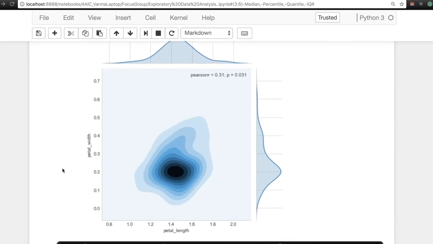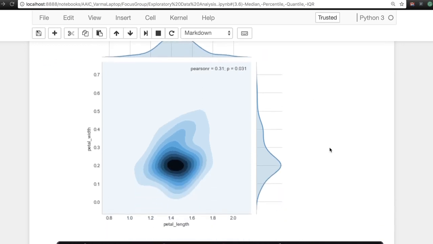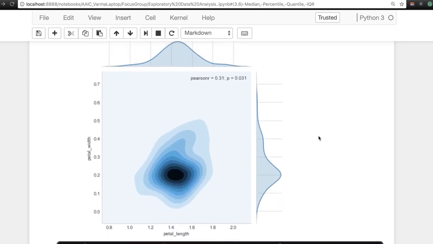Here again the code is very simple. I just say Seaborn joint plot. I say on x-axis put petal length, y-axis put petal width, and I'm taking only iris setosa data here. Let me explain this plot for you. It's a very interesting, slightly more complicated idea than what we've seen till now, but once you get it, it's beautiful.